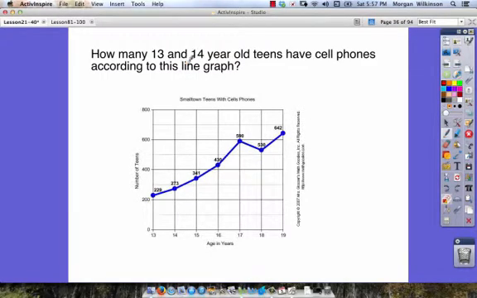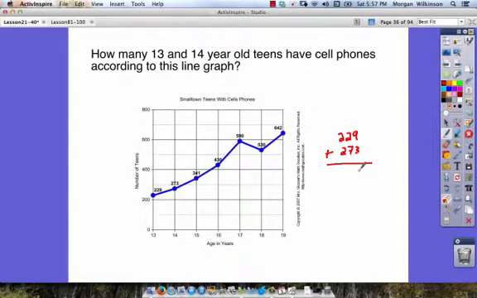So, if we were to look at this and interpret the data, we need to look at the 13 and 14-year-olds, and we can see for 13-year-olds 229 have cell phones, and for 14-year-olds 273 have cell phones. So the question says how many 13 and 14-year-old teens have cell phones? Well, we're going to have to add together 229 for 13-year-olds plus 273 for our 14-year-olds.